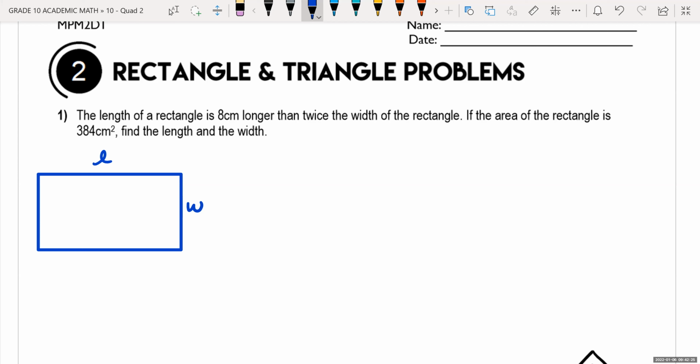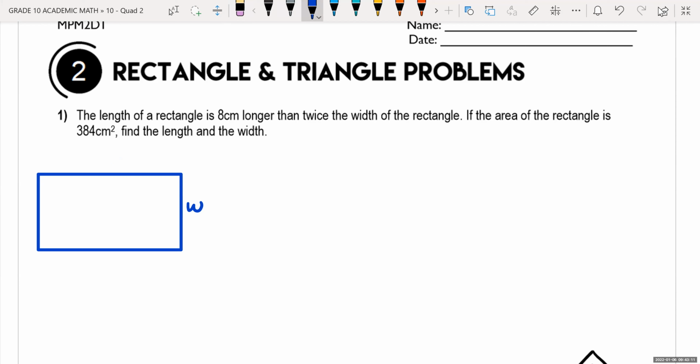So if the width is W, how do you represent 8 centimeters longer than twice the W? How exactly do you think we're going to write that? Think about it. 8 centimeters longer than twice the W. I'm basically trying to figure out an equation where I can have L is equal to 2W plus 8. Perfect. Yeah, it's going to be 2W plus 8.